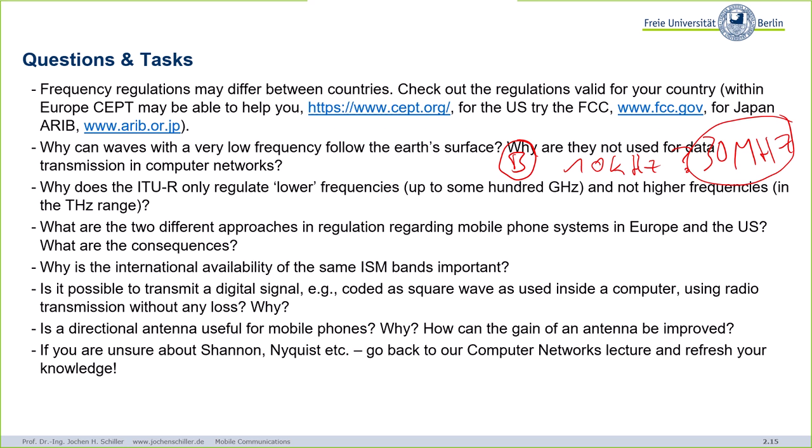So there are pros and cons for this. The advantage of the European approach is that if you have only one technology there, usually you have less interference, because you know exactly this technology knows how to do the medium access. We will come to medium access in chapter 3.